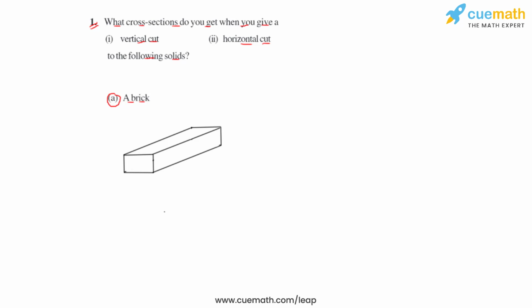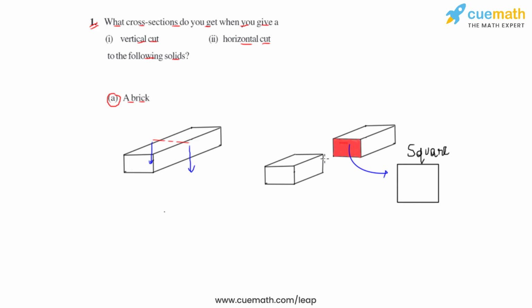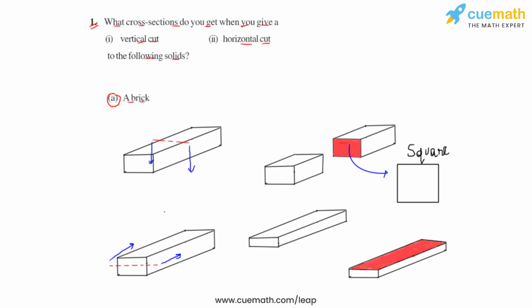Let us see the first solid of the question, which is a brick. If we give a vertical cut to this solid along this line, the solid would be divided into two parts, as we can see in this figure, where this part represents the cross section, which in this case would be a square. Again, if we cut the same solid horizontally, as seen in this direction, the solid would again be divided into two parts, and the cross section, which is this part, represents a rectangle.